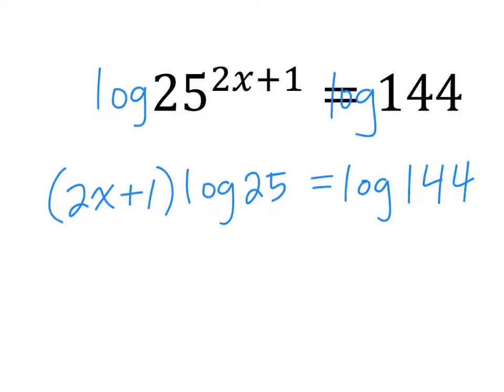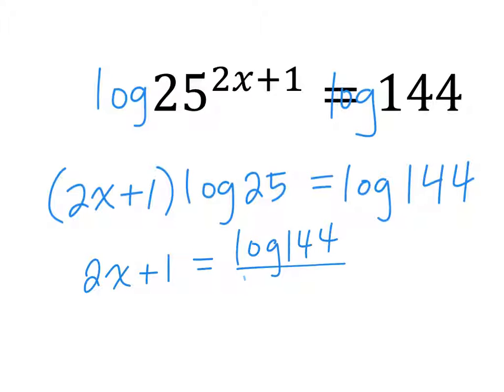Divide log 144 by log 25. Yes, we should divide by log 25. What happens is log 25 is already a very annoying number. If you distribute now, you have to double the log 25. So you don't want to distribute. You want to just get rid of it. So this is going to be 2x plus 1 equals log 144 divided by log 25.